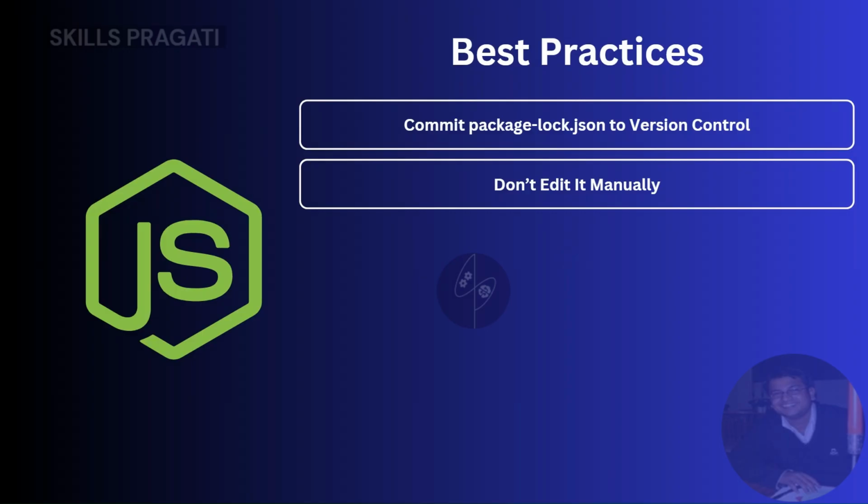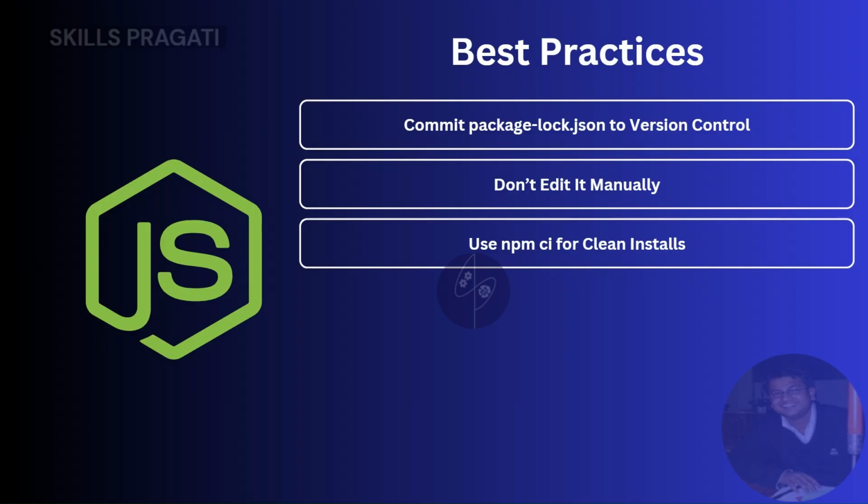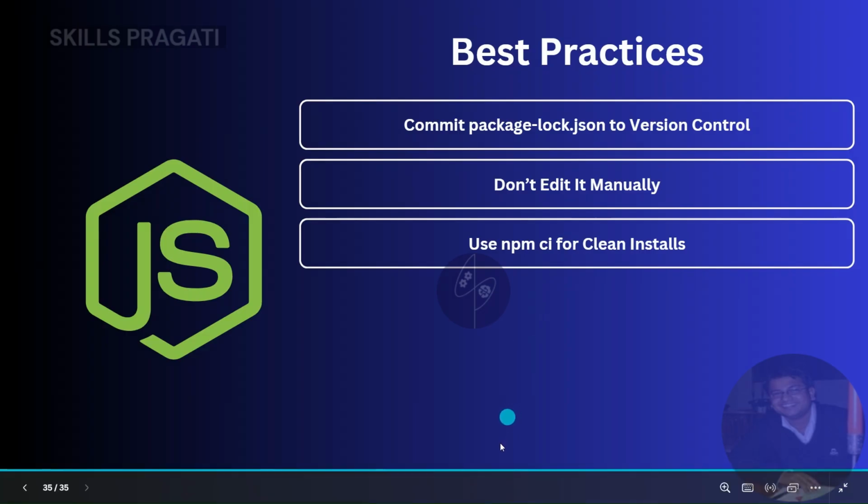Use npm ci for clean installs. The npm ci command installs dependencies strictly based on package-lock.json for reproducible builds. Ideal for CI/CD pipelines. Now let's go back to Visual Studio Code.